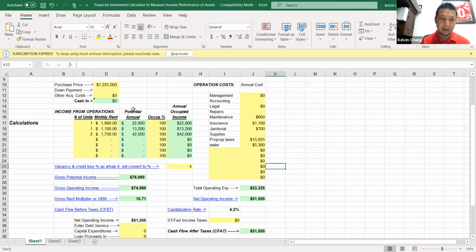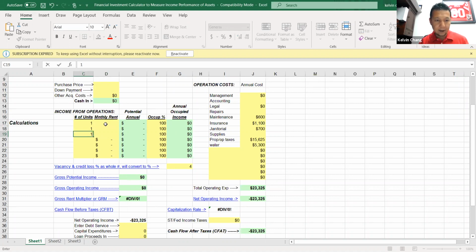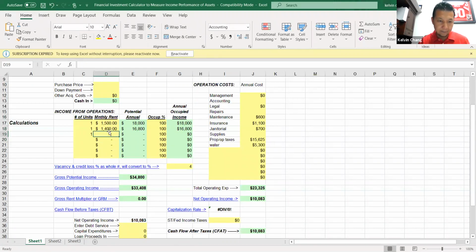So do you guys see the financial calculator again? I'm going to zero everything out. Okay, so the analysis is 1,500, 1,400, 1,400 for rent. So I'll put 1,500, 1,400, 1,400 for this rent. This property sold for $850,000.